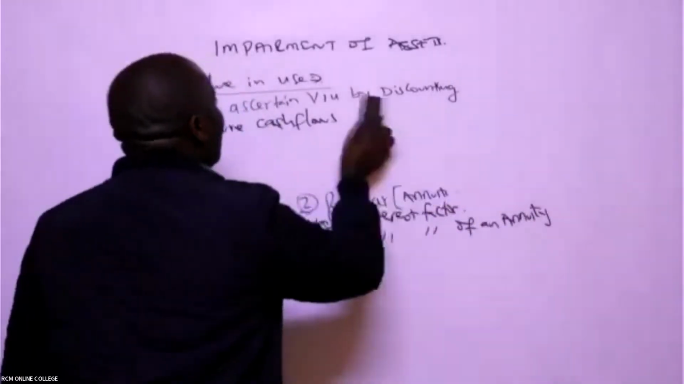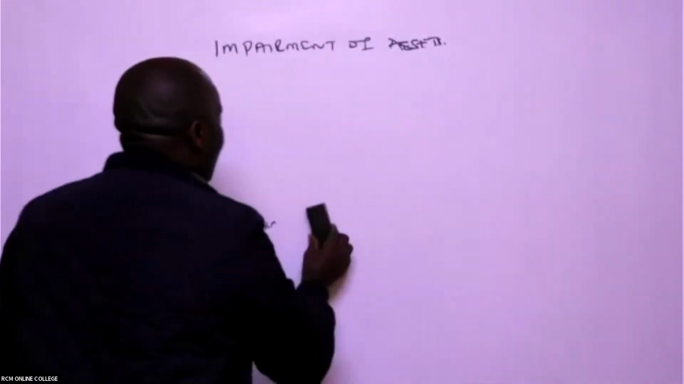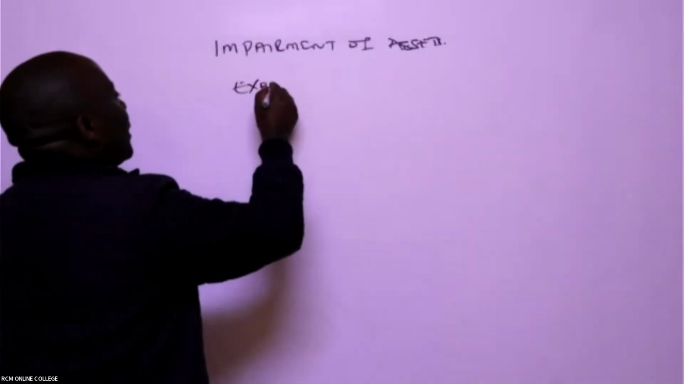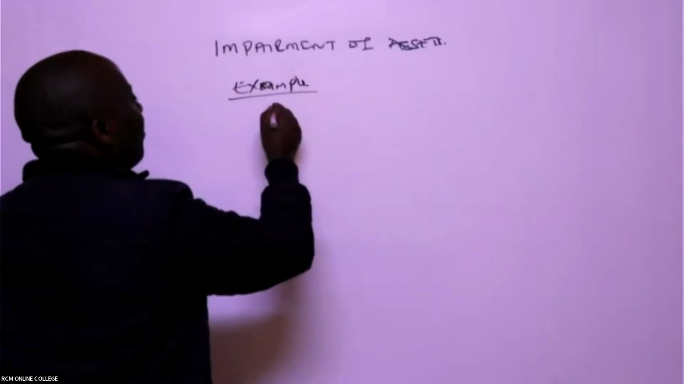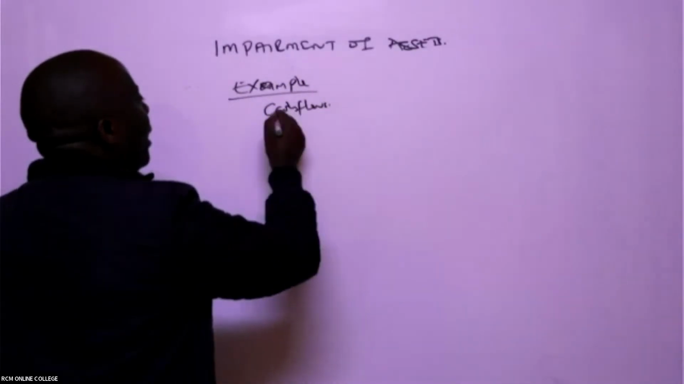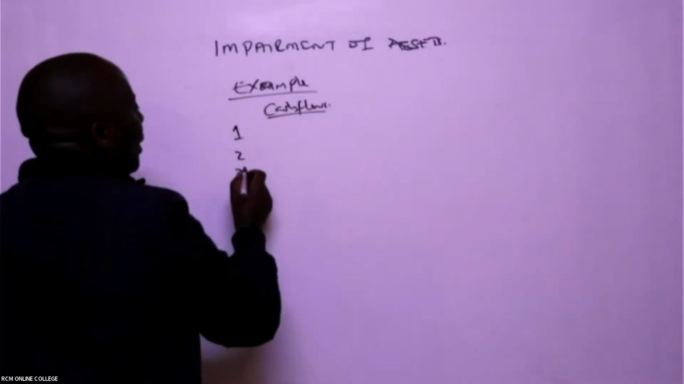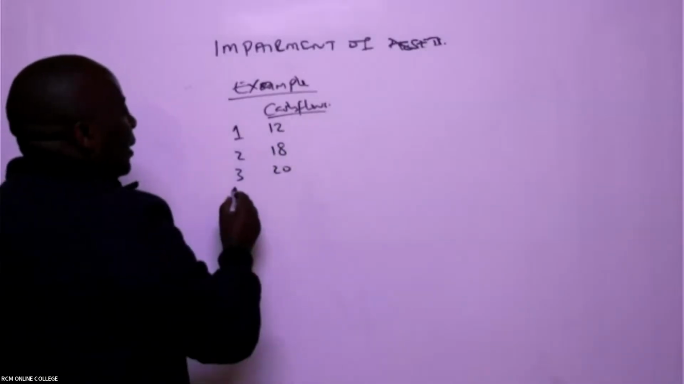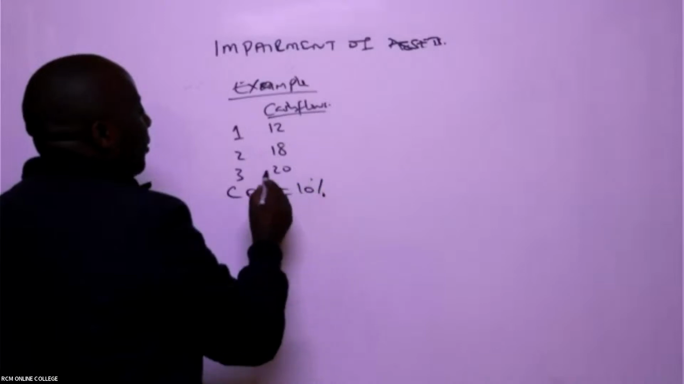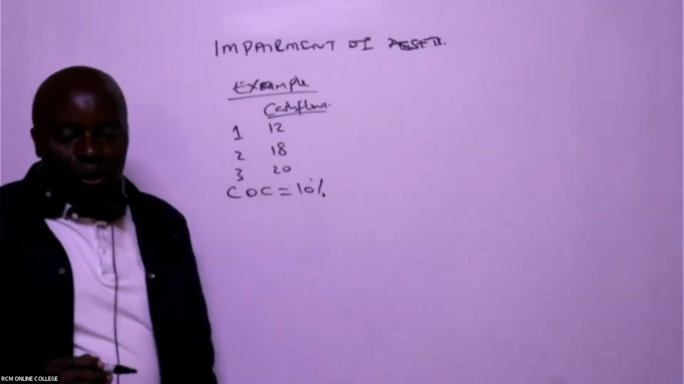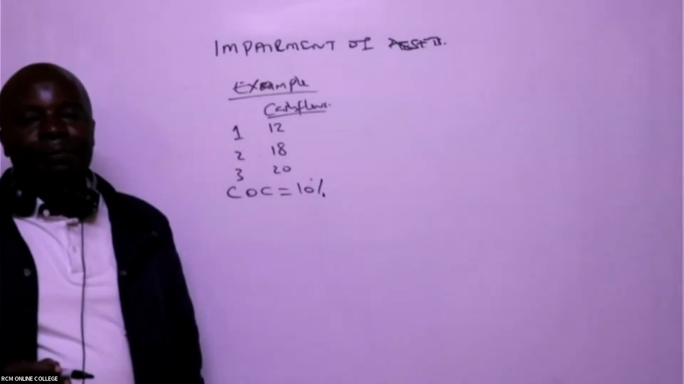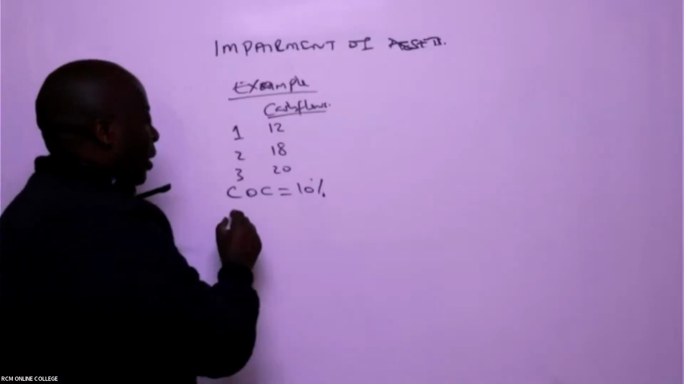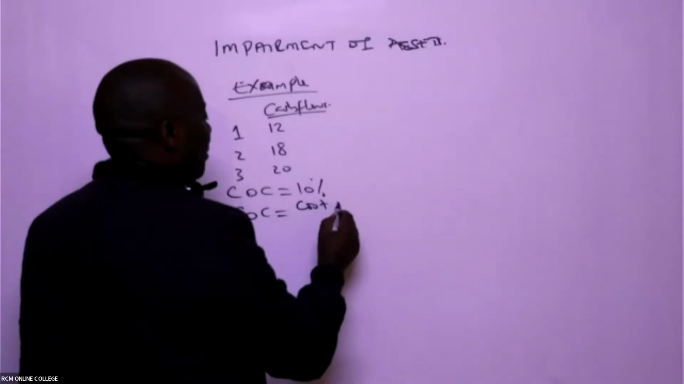Please listen, ladies and gentlemen, listen to me very well. Anytime you get this kind of an example. So for example, we have our cash flows here. So we have 1, 2, 3. So here we have, for example, 12, 18, and then 20 like that. And then they give us the COC. COC is 10%. COC stands for cost of capital.